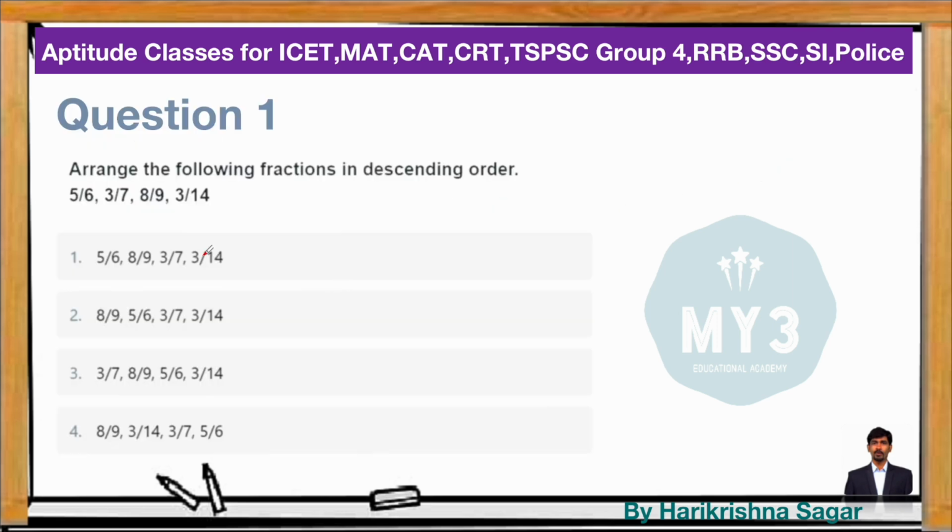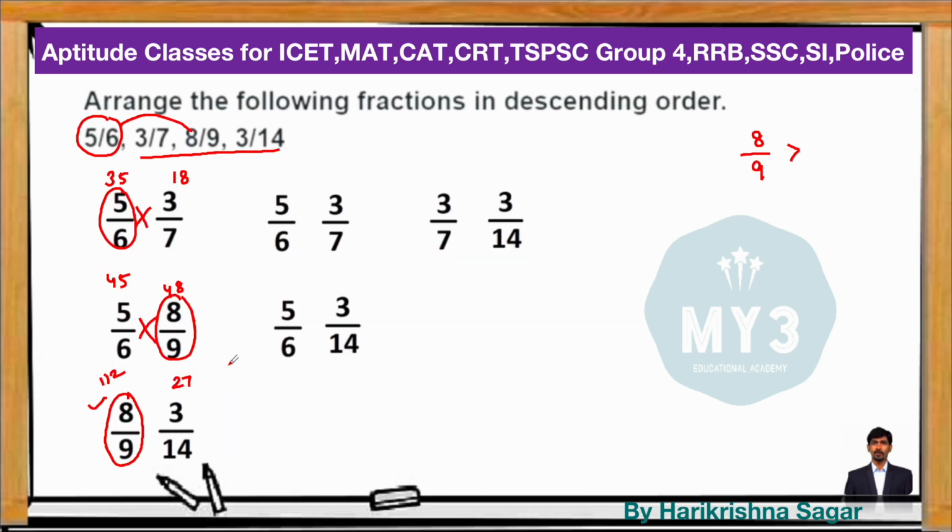First, you look at the options. Any option starting with 8 by 9? Yes, we have 2 and 4. Now check for the second one. Removing 8 by 9, you check the leftover fractions, 5 by 6 and 3 by 7. This is 35, this is 18. Which is greater? Obviously 35 is greater. That means 5 by 6 is greater.